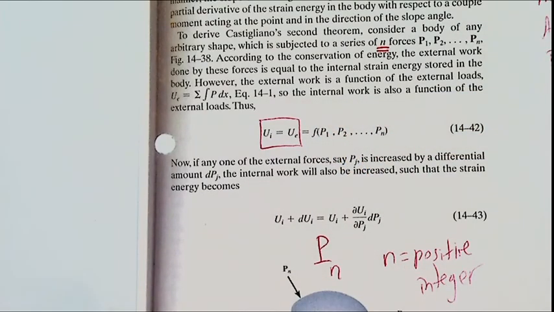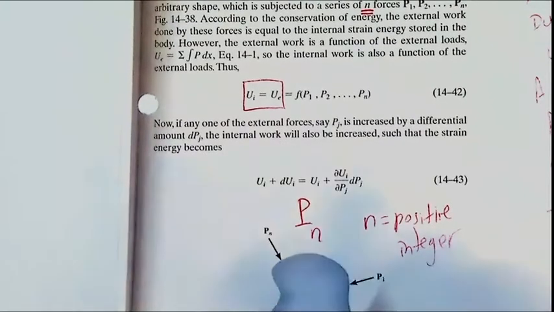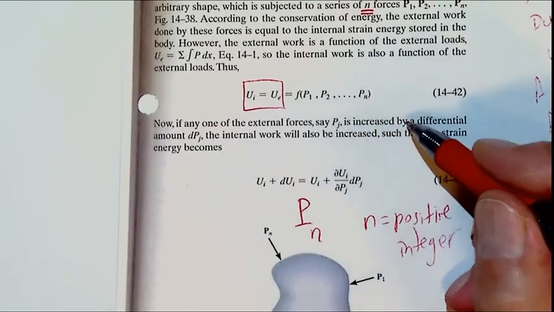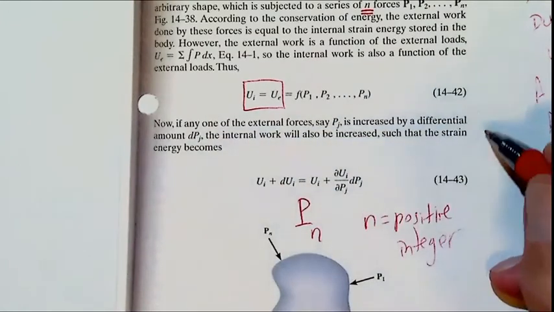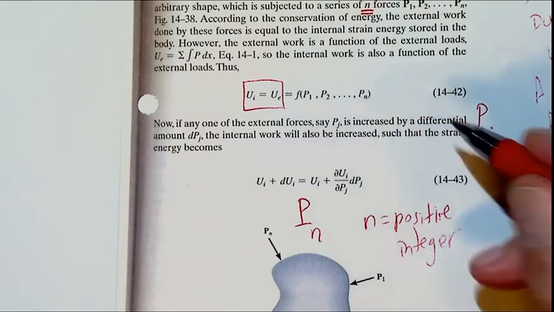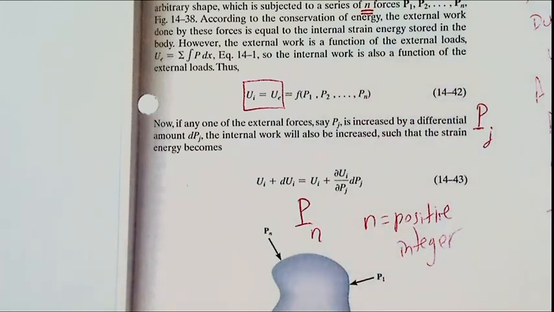Now, if any of the external forces, say P sub j, is increased by a differential amount dPj, so that is P sub j. Imagine N equals 100. So there are 100 forces. P sub j is any one of the 100. So imagine j equals 59. That is the 59th force. Then, look please.